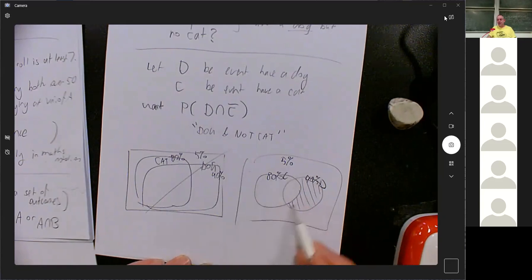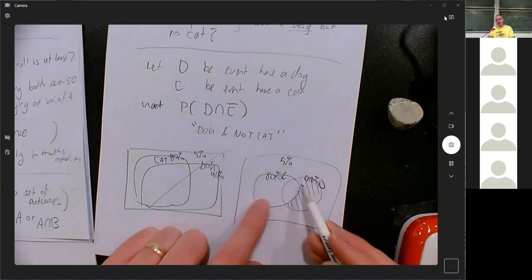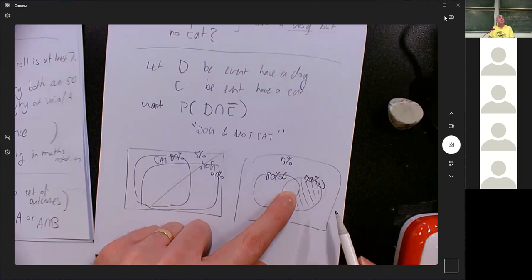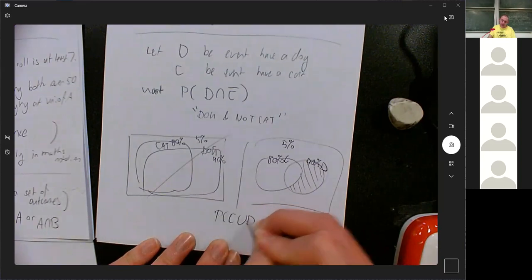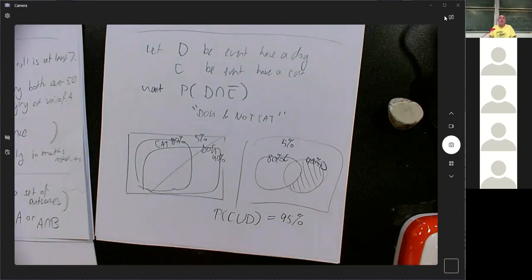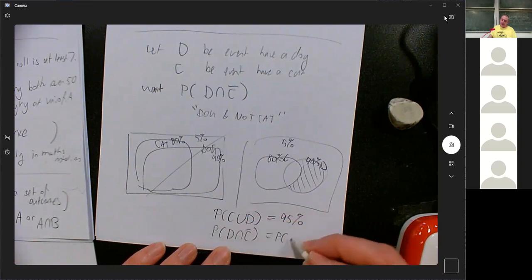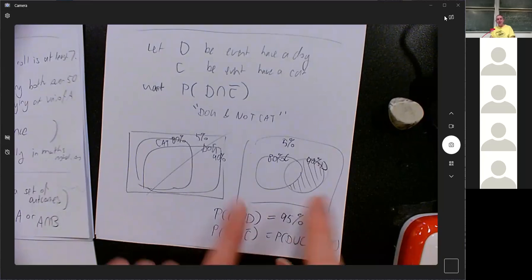It's all good. This bit must be 95% because it's 5% on the outside. So cats or dogs is 95%. And then if I took off the cats from that, it should leave me just the dogs without the cats. That's in my picture there. I'm thinking that the probability of cats or dogs is 95%, because the probability of neither cats nor dogs is 5%. And the probability of dogs and not cats should be the probability of dogs or cats minus the probability of cats. That's the picture I've got in my head here. Yep.